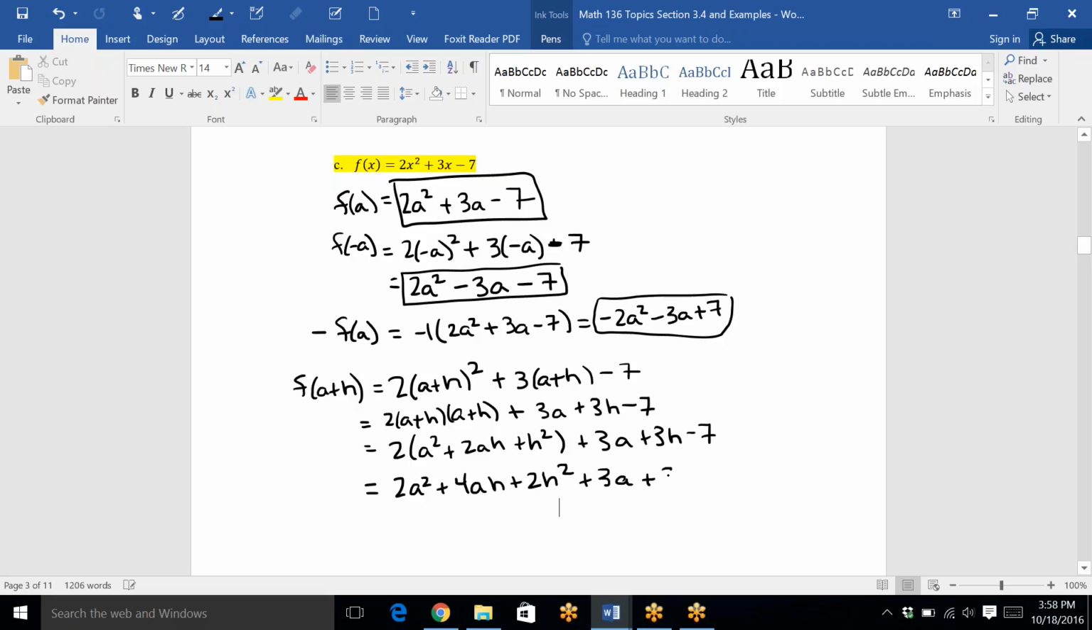And notice nothing is like terms. Everything has different powers on the different variables, so you cannot add any of the terms together.